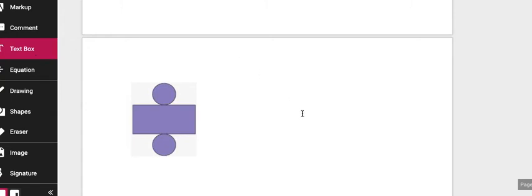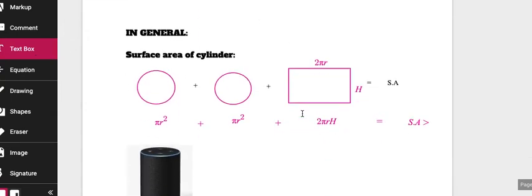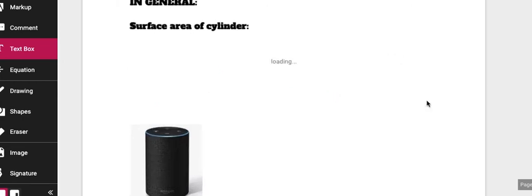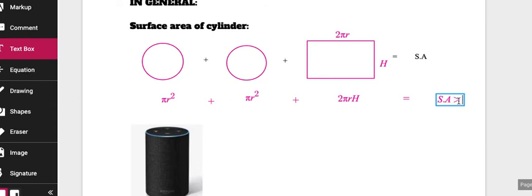So in general and in closing of this fabulous video that I hope you've enjoyed, how do I find the surface area of a cylinder? I am going to find the area of one of those circles, which is pi r squared, plus the area of that same circle, pi r squared, and it's going to be added to the area of the rectangle, which is 2 pi r times h, right here, is going to equal my surface area. I don't actually need that last symbol, just surface area.